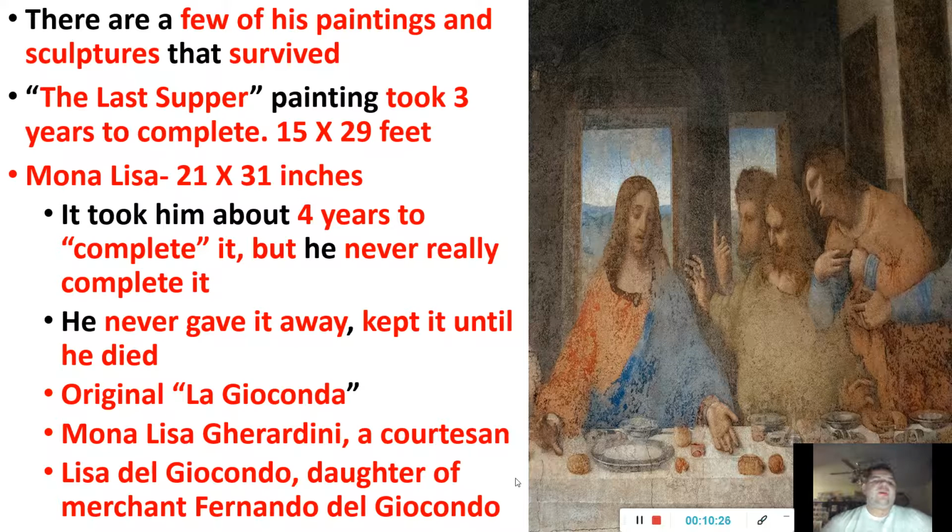All right, so here's the thing. There's a few of his paintings and sculptures that actually survived. You're going to learn a little bit what happened to some of his stuff. But a lot of his paintings and sculptures did not survive. One of the most famous that did survive is this picture right here, The Last Supper. A lot of you guys have probably seen it in pictures and in movies and things like that. The thing is, a lot of people think it's a painting on a canvas. It's not. It's on a wall.